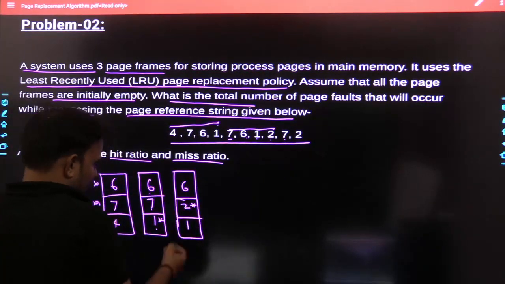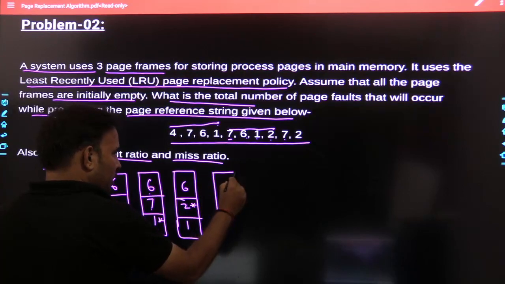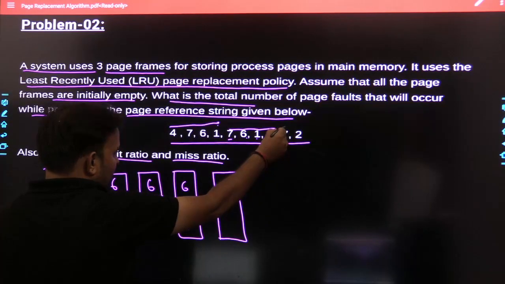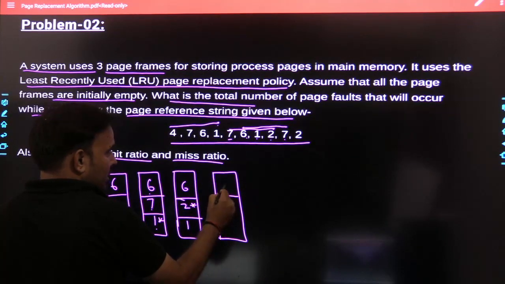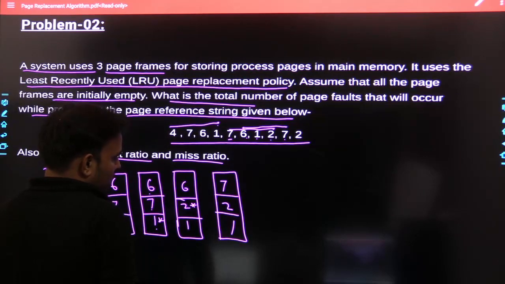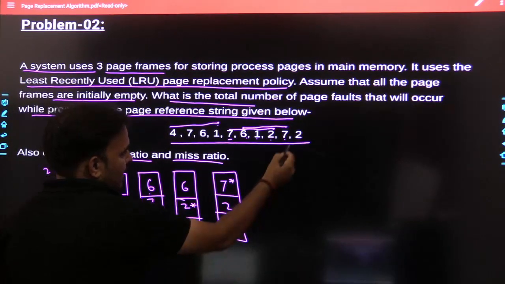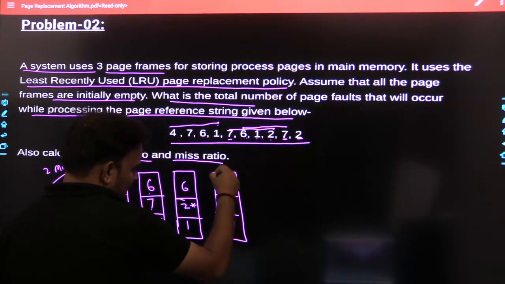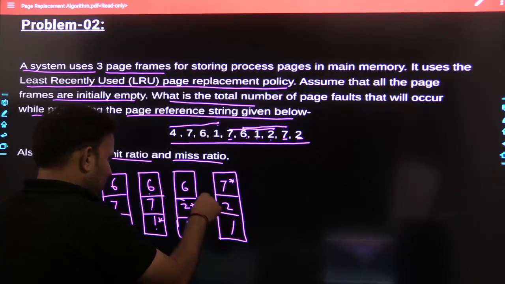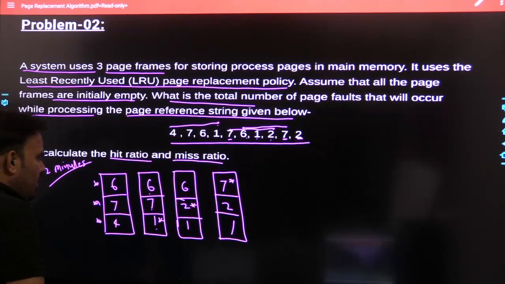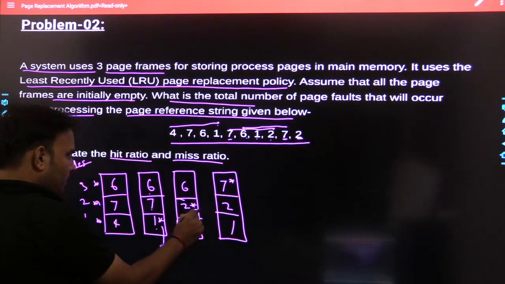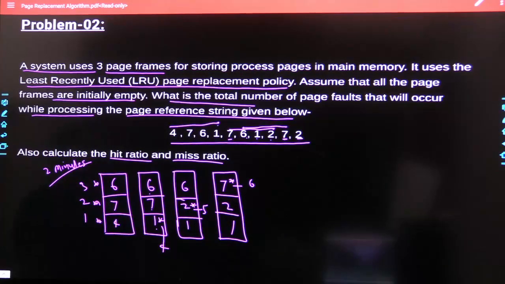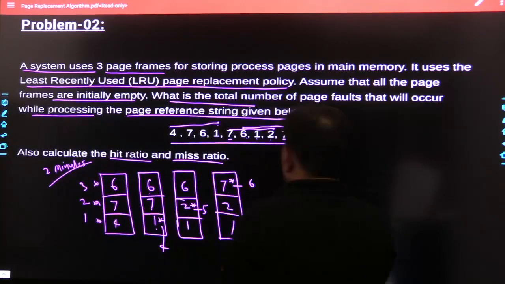Then 6, and 7 again is a miss. Which one do we need to replace? At that time we have 6, 2, 1. Going backward, 2, 1, 6, so 6 arrives in the last. Replace the 6 with 7. Here 2, here 1. It will give you a page fault. And after this, 2 is here in the main memory, in the frame, so it is a hit. So how many misses? 1, 2, 3, 4, 5 and 6. Total misses, total page faults, how many, my dear friends?